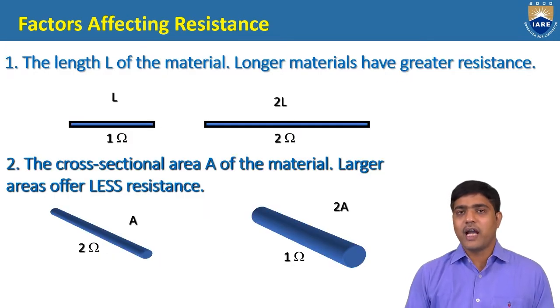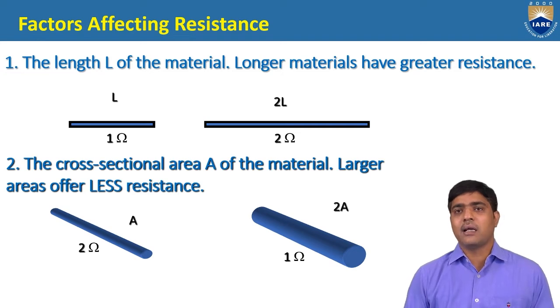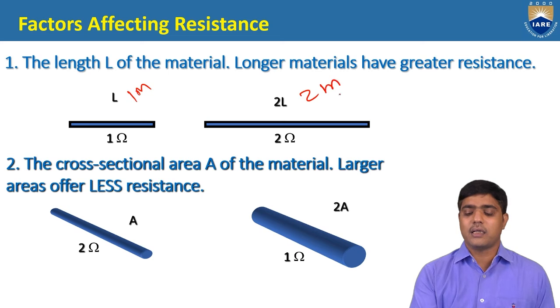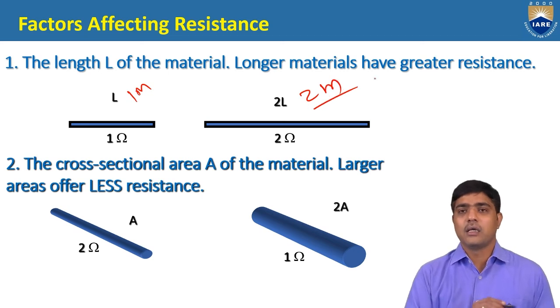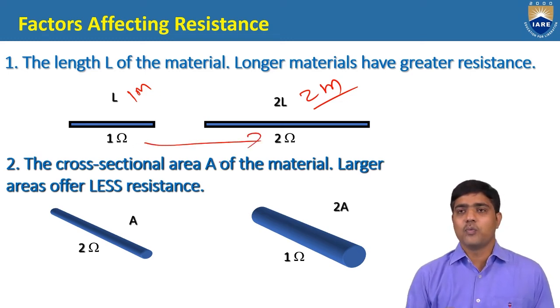And what are the various factors that are going to affect the resistance? First of all, the length of the material. If you are taking any conductor, suppose you can take a 1 meter conductor and a 2 meter conductor. Here you can see, if you are increasing the length of the conductor from 1 meter to 2 meter, you can observe that the resistance is increased from 1 ohm to 2 ohms.